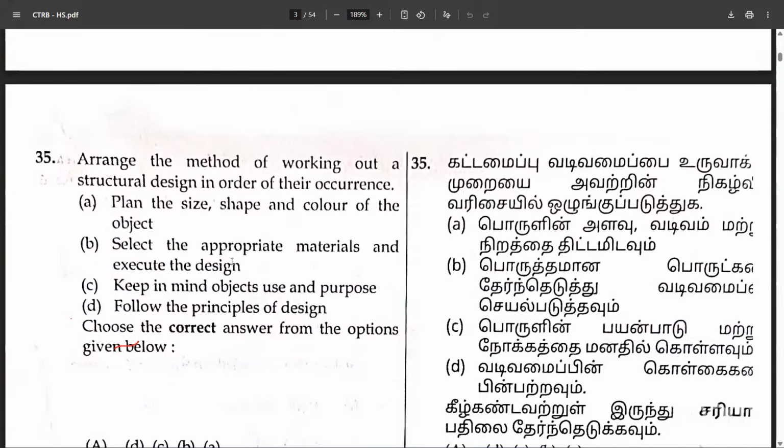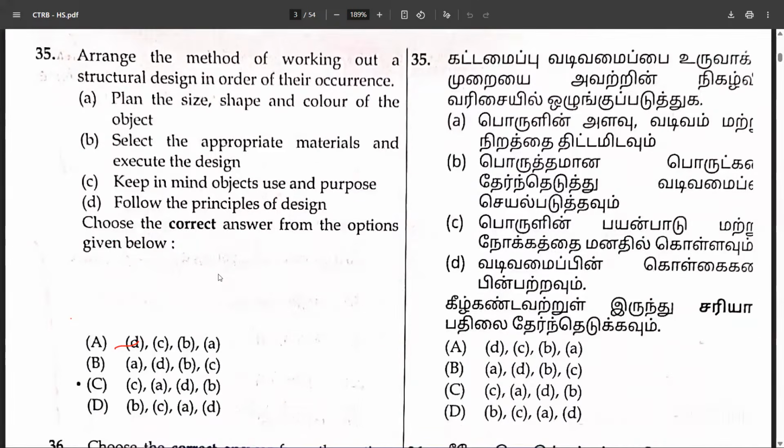Then the 35th question is, arrange the method of following out of structural design in order of their occurrence. So they have given you the design. Okay, this is the core question of our interior design unit. So the A part is, plan the size, shape, color of the object. B is, select the appropriate material and execute the design. Then C is, keep in mind object, use and purpose. And D is, follow the principle of design.